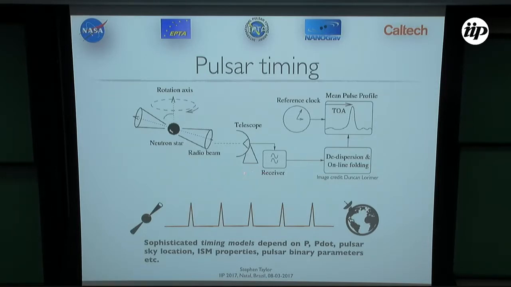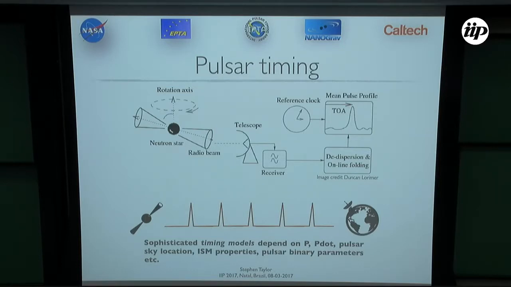So that's received. We then have to account for something called dispersion. Interstellar dispersion happens because the radio pulses are propagating through an ionized interstellar medium. So they're being subject to dispersion, which means that higher radio frequencies will actually propagate faster.